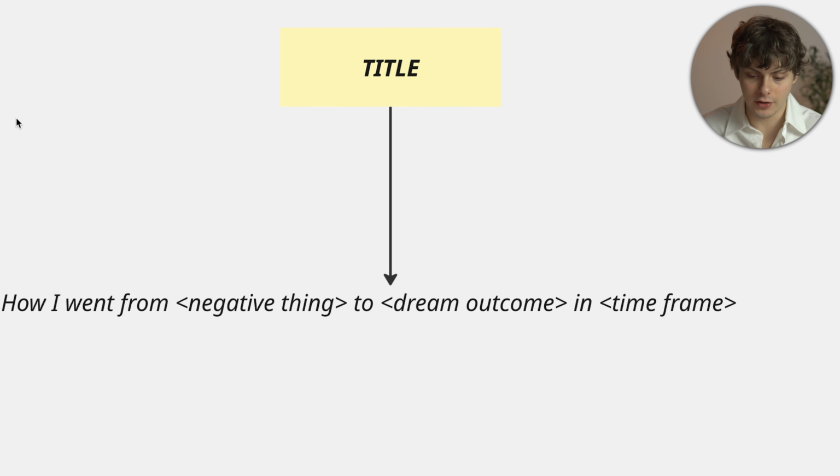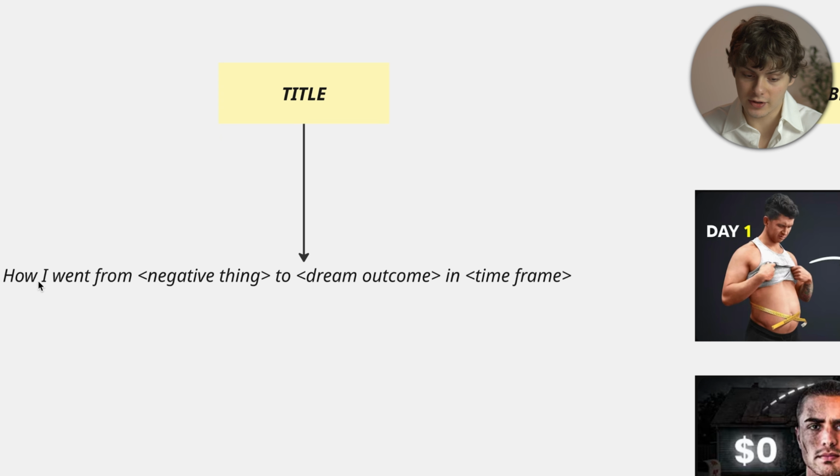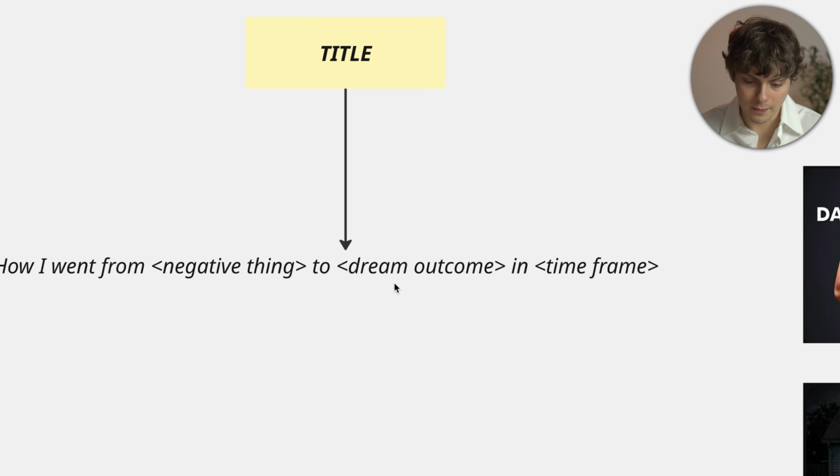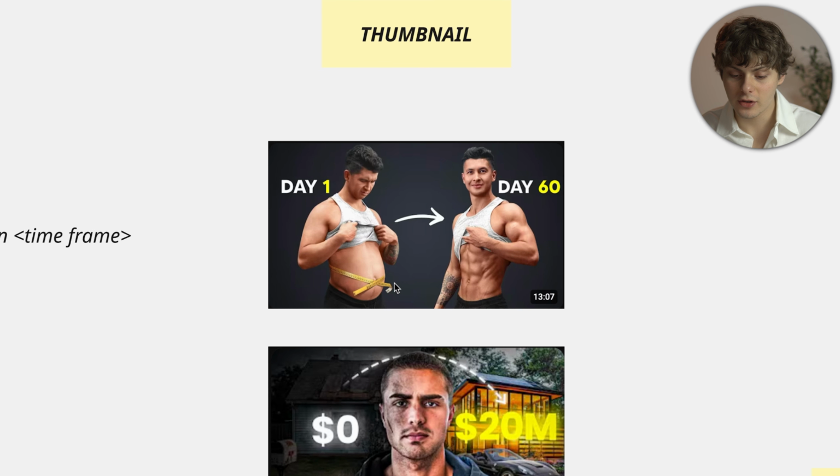The first one is title. This is pretty straightforward. Literally just use this template right here. How I went from negative thing to the dream outcome in time frame. Next one is thumbnail. And there are 3 things you need to know right here.